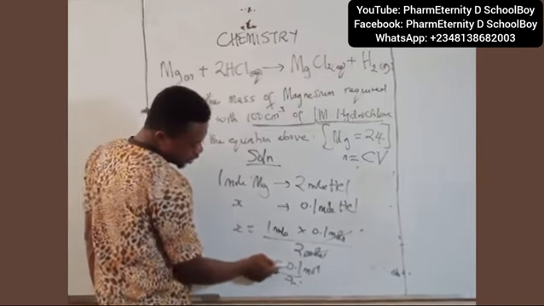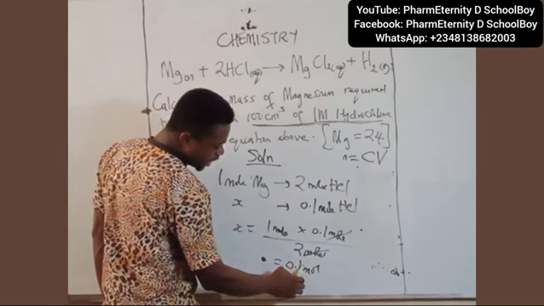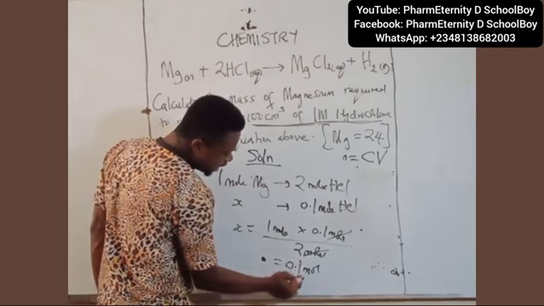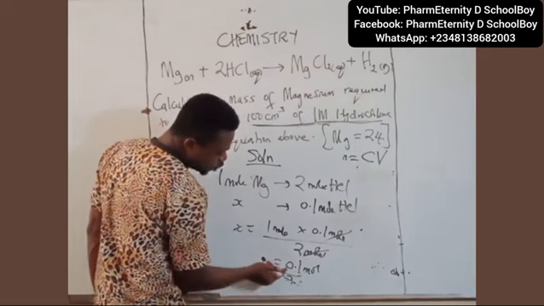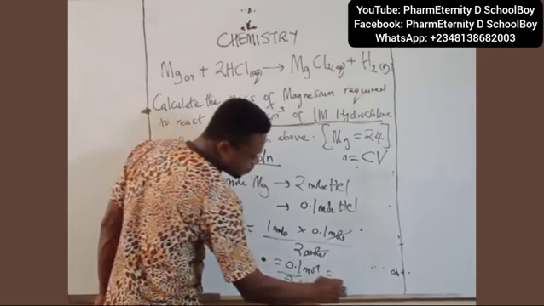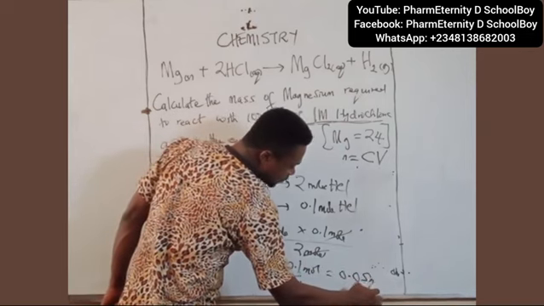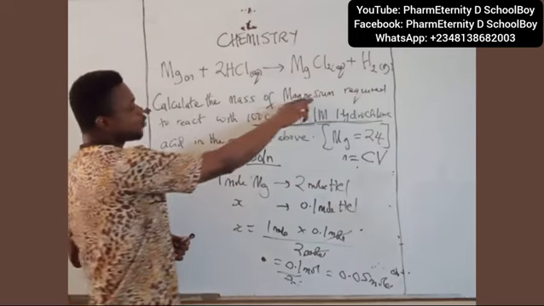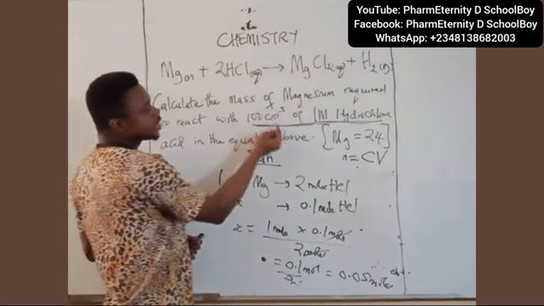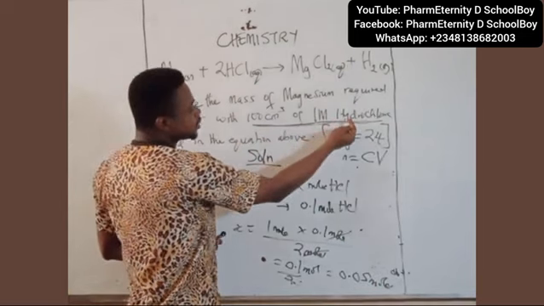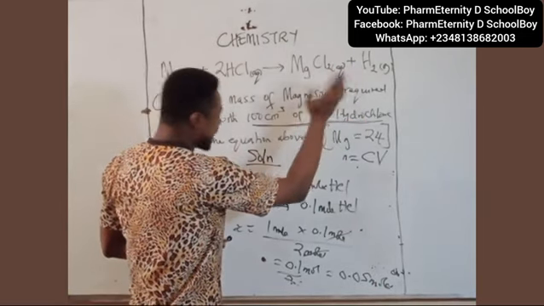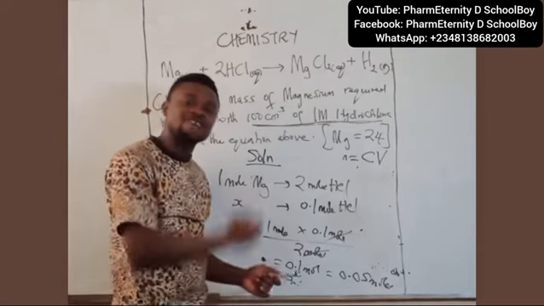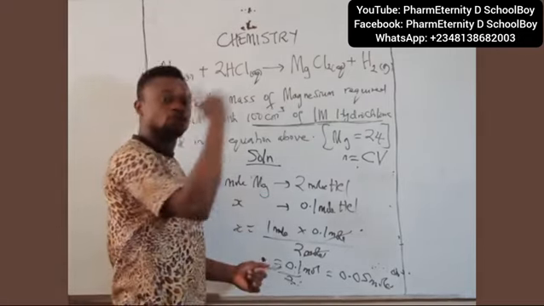If we do decimal movement, we have 1 here. If we say 1 divided by 2, we have 0.5. So this 0.1 divided by 2 is actually 0.05 moles. So 0.05 moles of magnesium is required to react with 100 cm³ of 1 molar solution of hydrochloric acid. This amount is in moles. So we need to convert this amount from moles to mass.